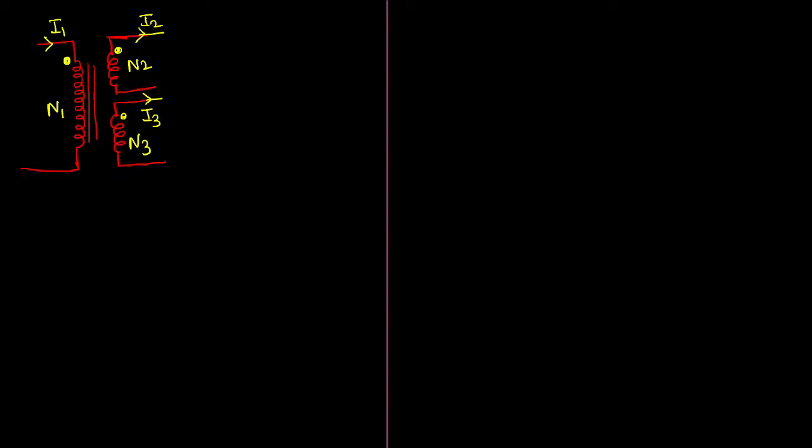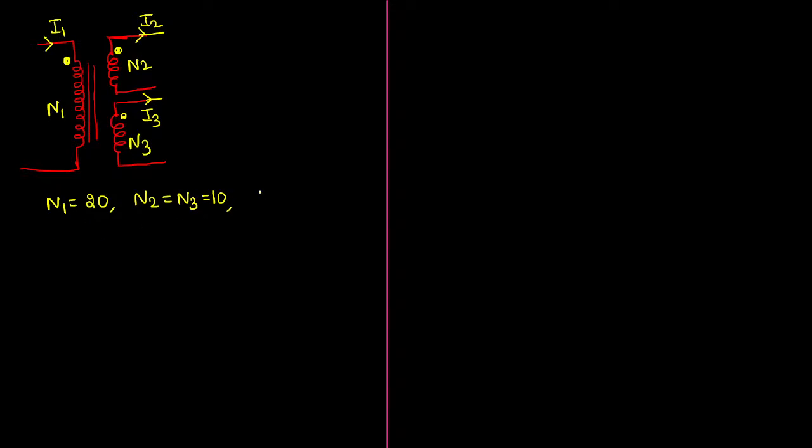Sorry for the disturbance. Now here, let me write. Number of turns N1 is given. They told that number of turns N1 is 20, and then they told N2 and N3 both are equal number of turns. So they told that the number of turns are 10. Now find the current I1.